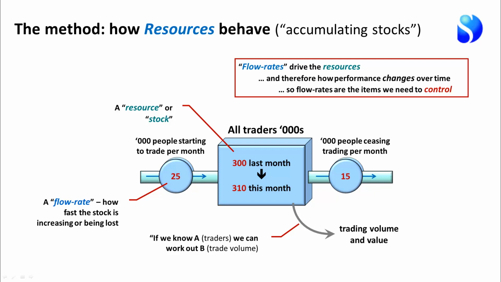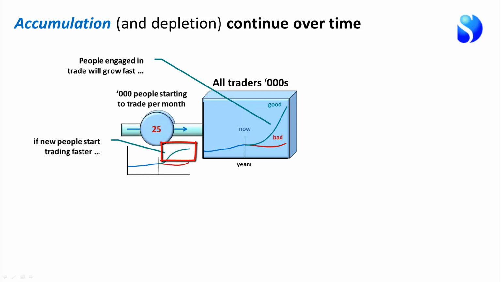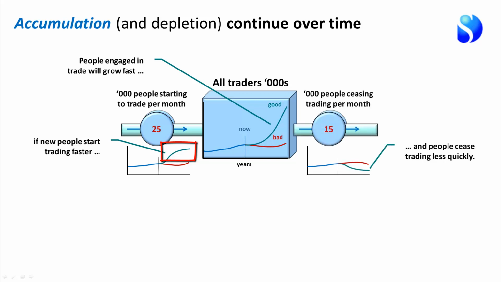Now that accumulation and depletion process continues over time. It's not just this month that that's happening, it's previous months, and it will be all months into the future. So what we do is we put a time chart on the flow rates as well. So in the green case, we've got new people starting to trade faster on the left, and we've got a slowdown in the rate of people ceasing to trade, and that's why the stock of traders escalates really very sharply in the stock in the middle. And of course, if both of those flows stay pretty much as they were, then we end up with rather little progress, and you get the red lines rather than the green lines.